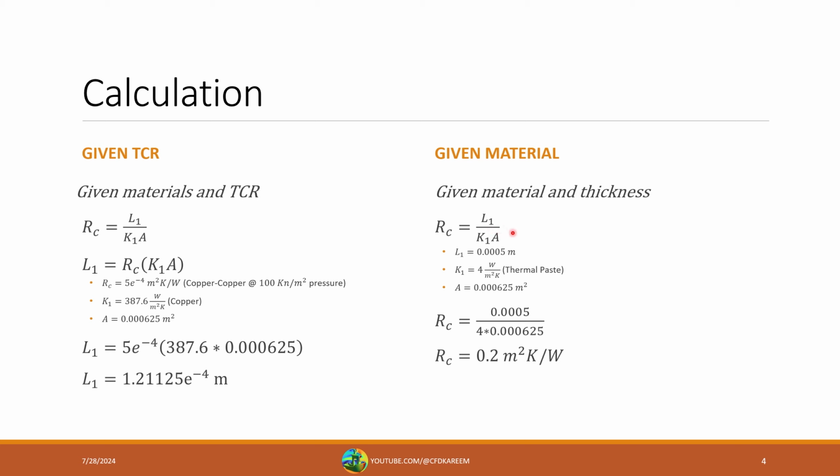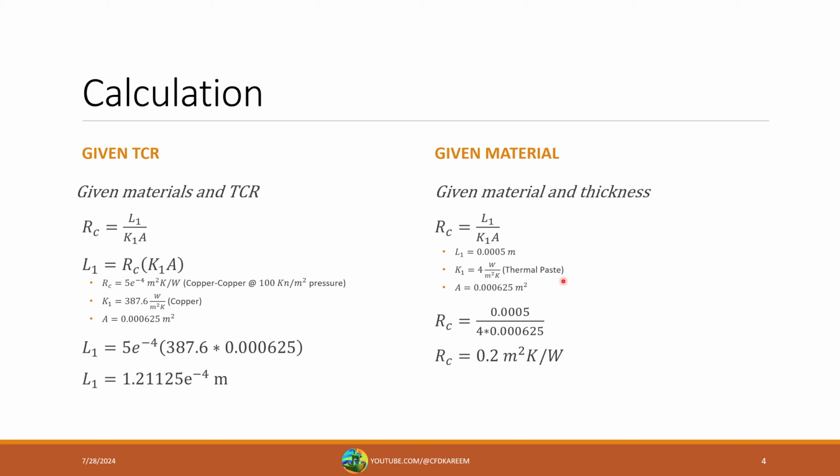But we can also go ahead and calculate what our expected thermal contact resistance will be by taking the length of that interface material, the thermal conductivity of that interface material, and the area in contact. Plugging into our equation for thermal contact resistance, we can see our expected thermal contact resistance value of about 0.2 meters squared Kelvin per watt, in this case using an off-the-shelf thermal interface material.